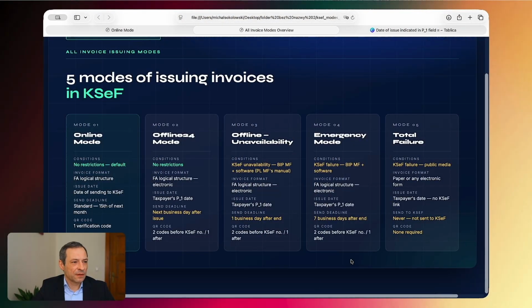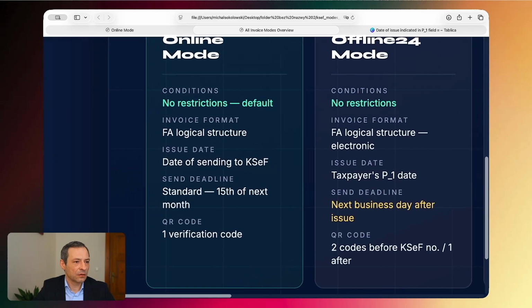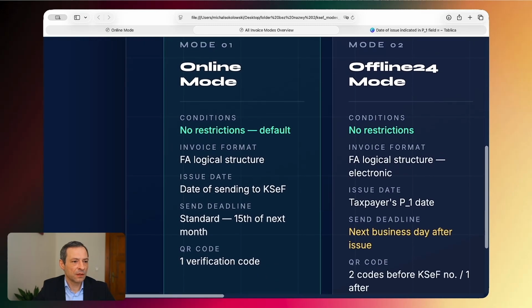Before we start, I think it is worth mentioning that under the regime of the Polish National Electronic Invoicing System, in total we have 5 different modes of issuing invoices. We have the online mode, the offline 24 mode, offline unavailability mode, emergency mode, and total failure mode. These are the 5 modes introduced by the Polish National Electronic Invoicing System, within which the invoices will be issued. And in this video, we are dealing only with the first one, the online mode.